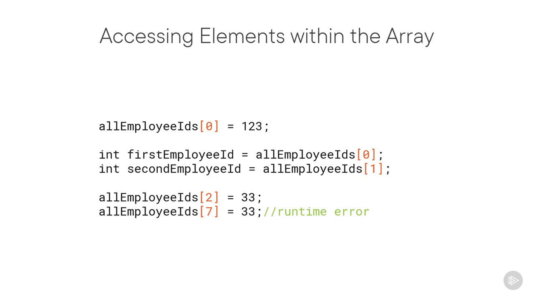Now, do pay attention. As I mentioned, arrays have a fixed size. If we try to get the value of an index that doesn't exist, we'll get an exception. Now, this will be a runtime exception. The compiler doesn't know about this. And we'll see later how we can handle this through exception handling in our code.